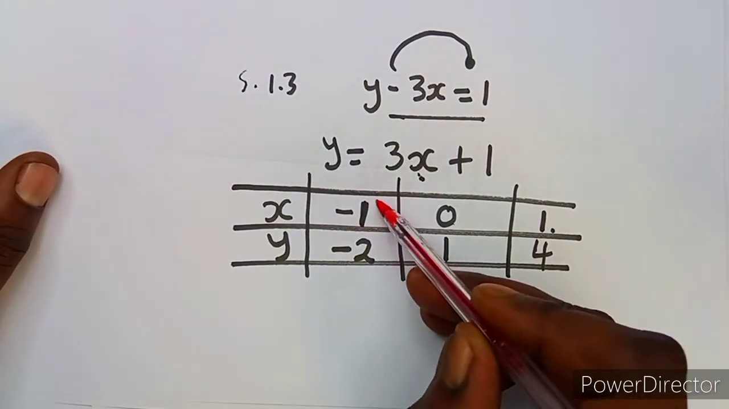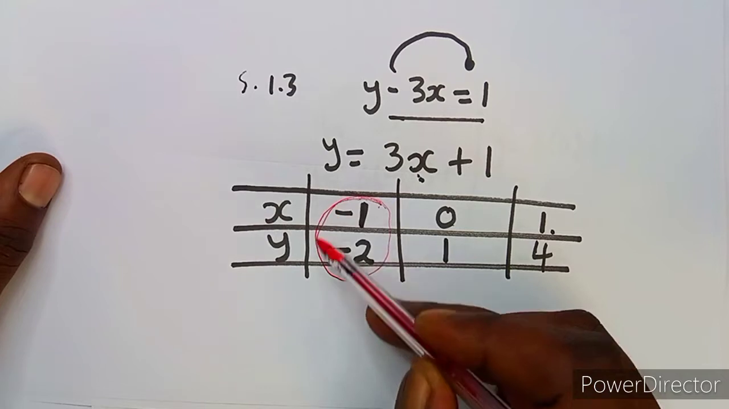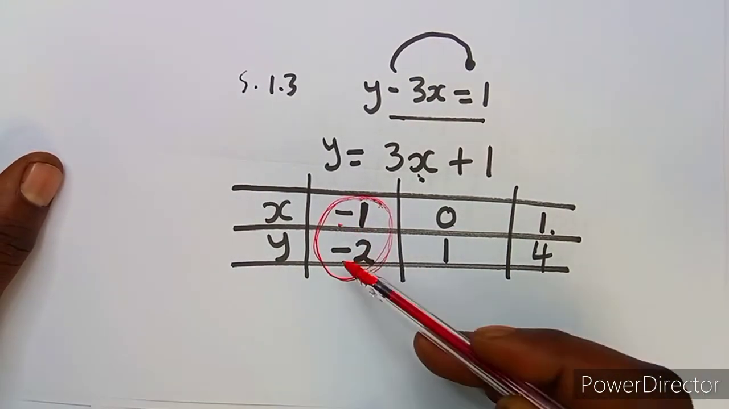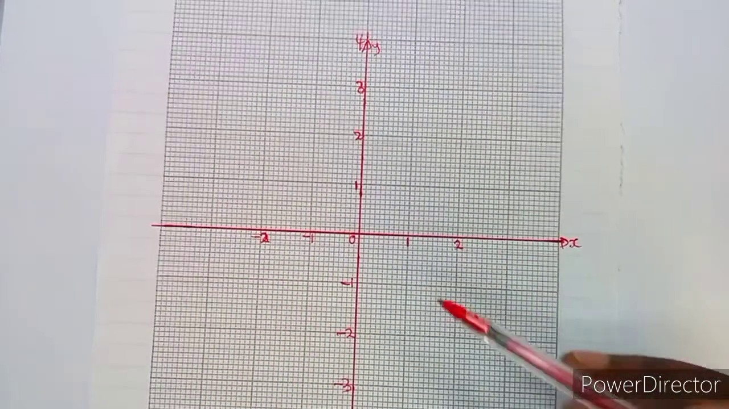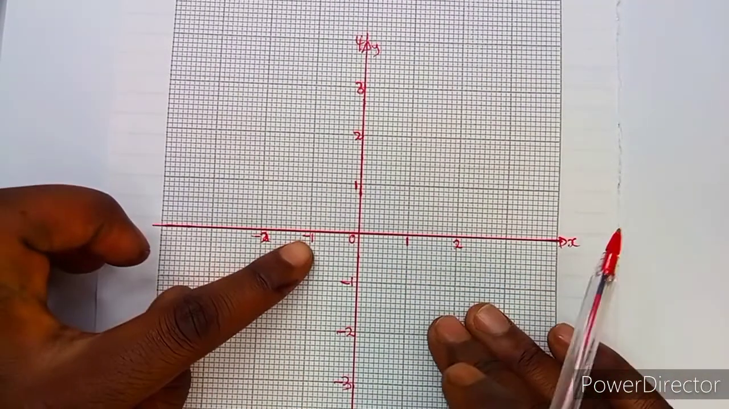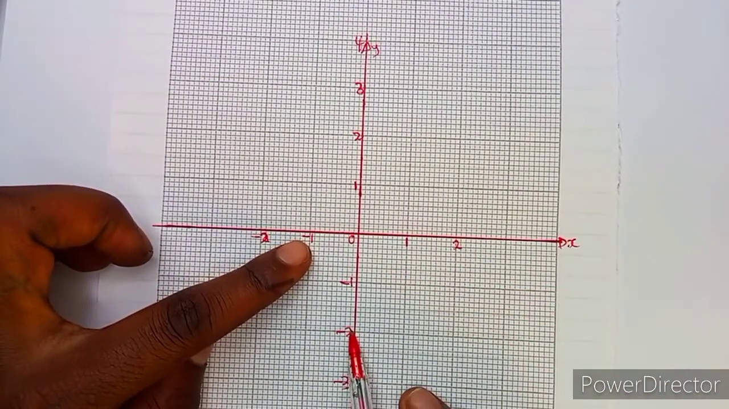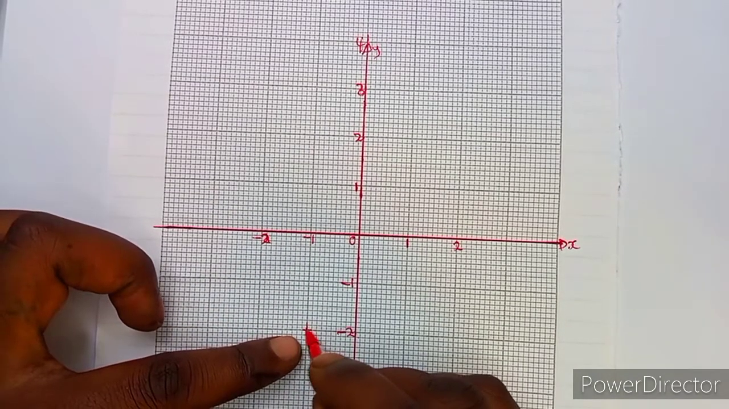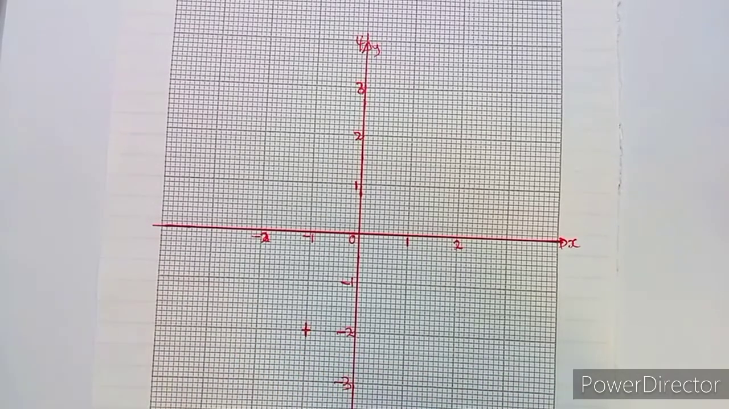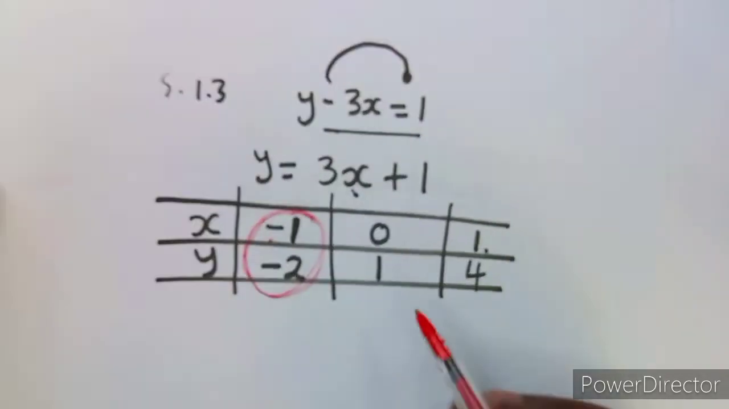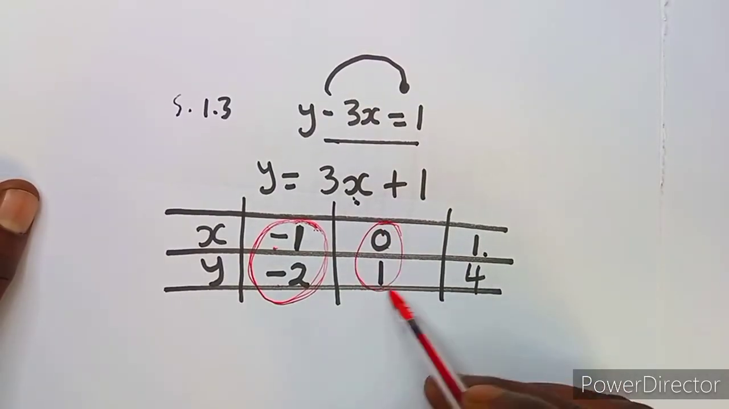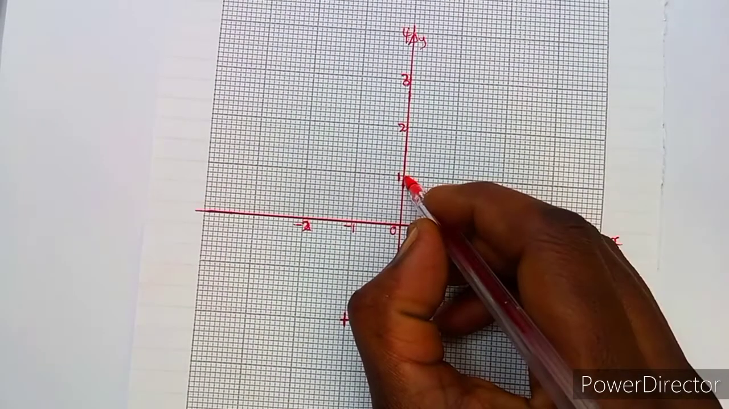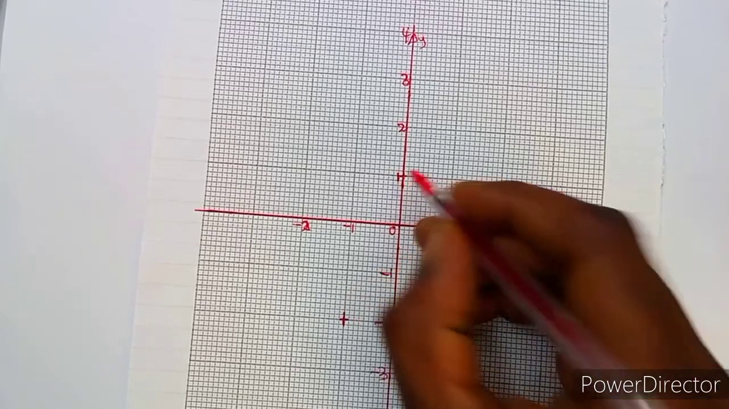Now you're going to mark this point. This is a point here, -1 and -2. It's a point where x is -1 and y is -2. X is -1 here and y is -2 here. They meet at this point. You mark a point like this. You move on to another one, 0 and 1. That's a point when x is 0, y is 1. So it's this point. You mark a point.